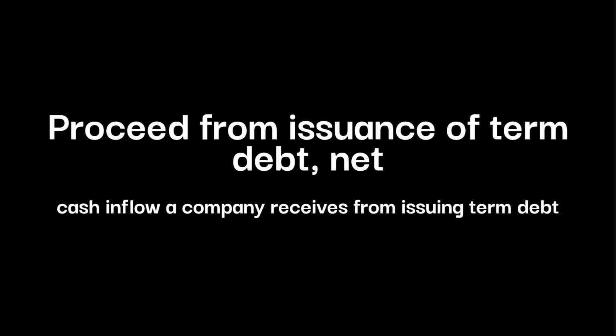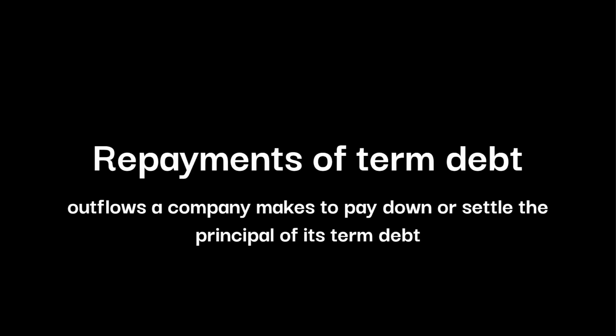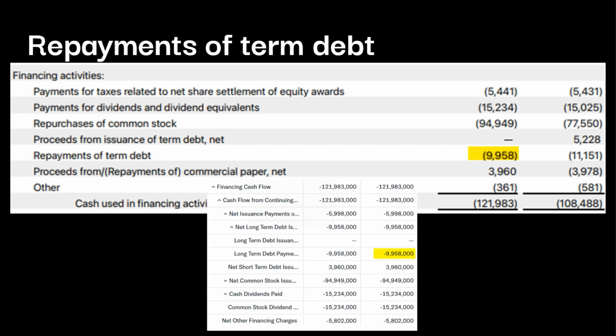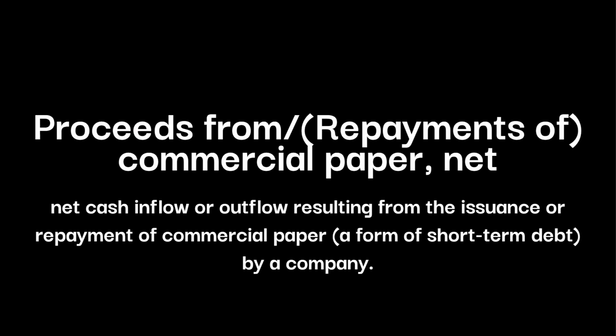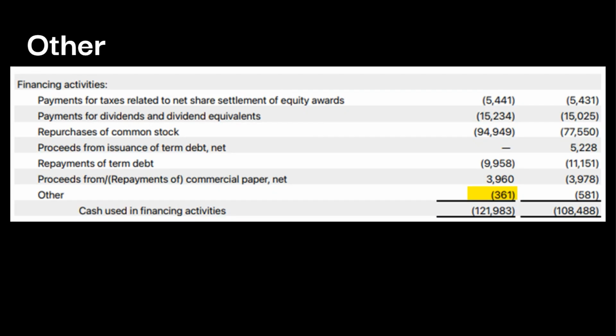All right, proceeds from issuance of term debt, net. And this is cash inflow a company receives from issuing term debt, right? Nothing this time, but there was 5,228 last year. Repayments of term debt, right? Outflows a company makes to pay down or settle the principal of its term debt. And you can see 9,958 negative. Next, proceeds from repayments of commercial paper, net. This is net cash inflow or outflow resulting from the issuance or repayment of commercial paper, right, which is a form of short-term debt by a company. 3960. And lastly, we have a section for other, right, 361.